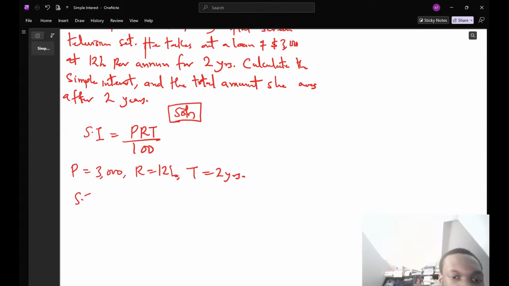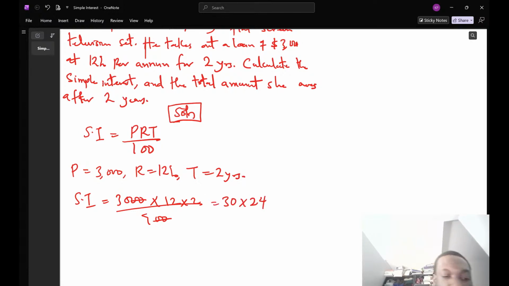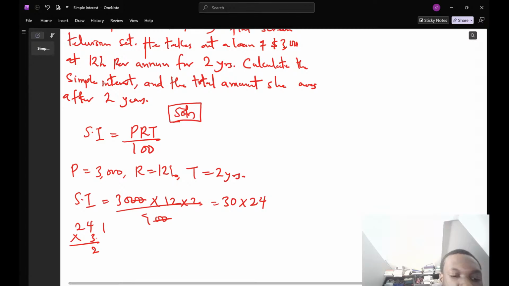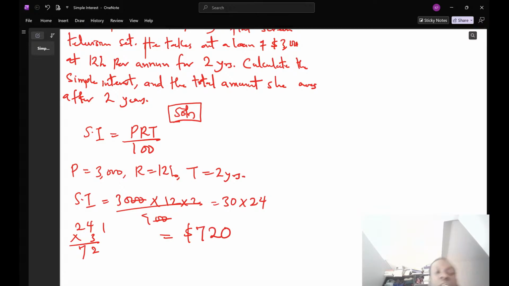So SI is equal to 3,000 times 12 times 2 over 100. So this 100 will cancel the zeros. 12 times 2 is 24. So we have 30 times 24. Let's do 24 times 3. 4 times 3 is 12. Write 2, keep 1. 3 times 2 is 6 plus 1, 7. So 30 times 24 is 720. So the simple interest is $720 after 2 years.